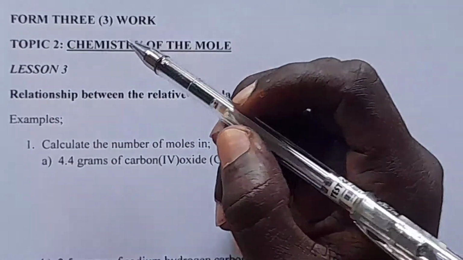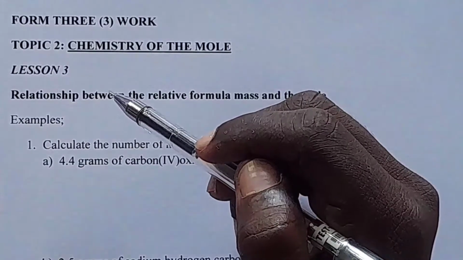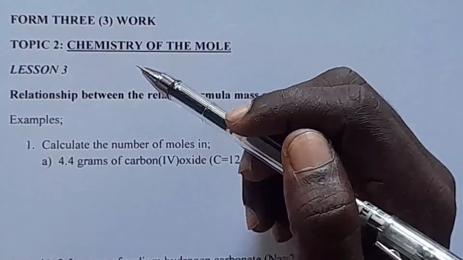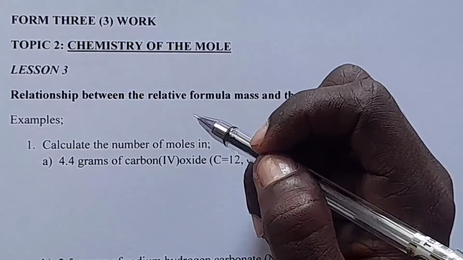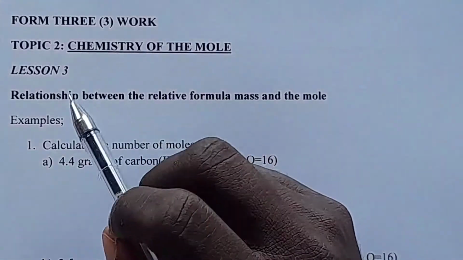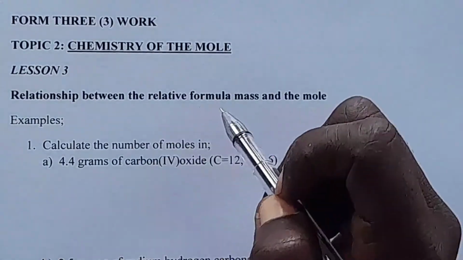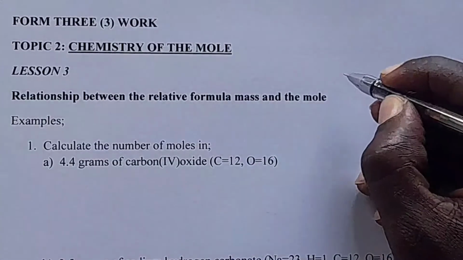Previously in Form 2, we were dealing with Topic 2, the chemistry of the mole. In Lesson 2, we were dealing with the relationship between molecules and the mole, and also the relationship between the mass of an element and the mole. So in Lesson 3 today, we are dealing with the relationship between the relative formula mass and the mole. Relative formula mass can be written RFM.